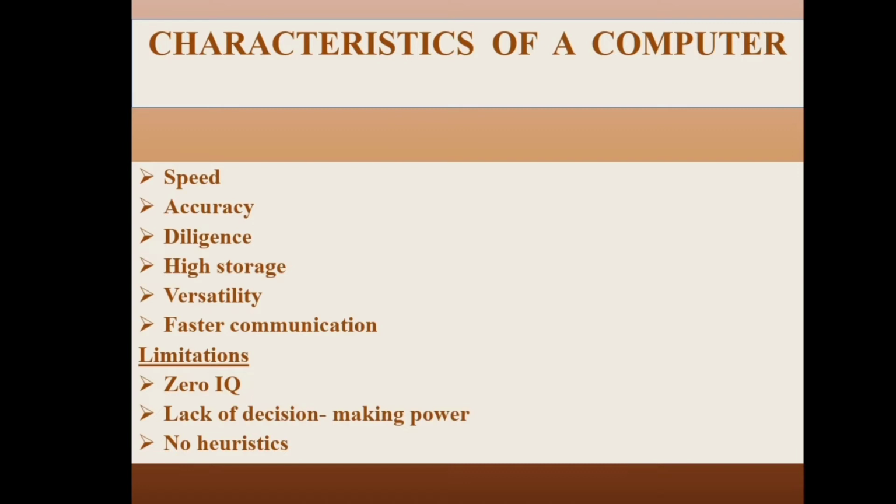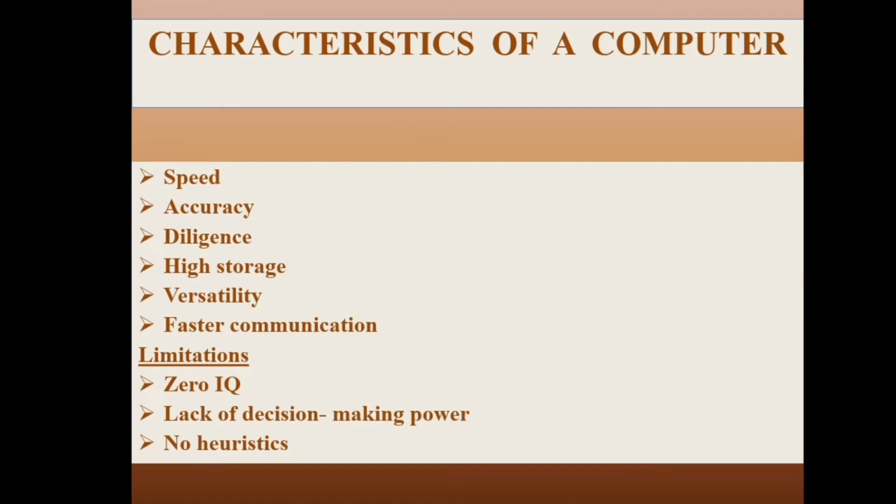Next is versatility. The modern day computer can perform a variety of different tasks. It is used at various places such as homes, hospitals, banks, offices, and schools for performing various jobs. We can say we can use a computer at many places for many purposes, and a computer can do multitasking as well. Like you can do many things at the same time.